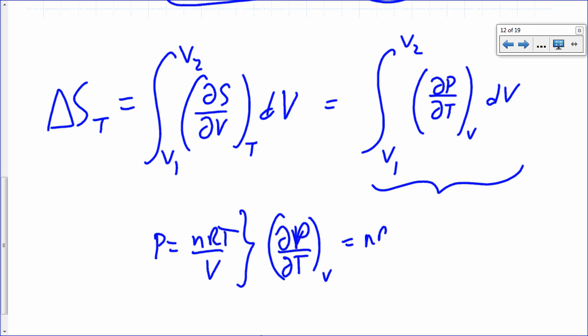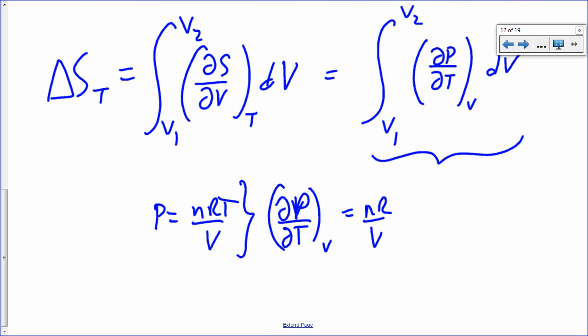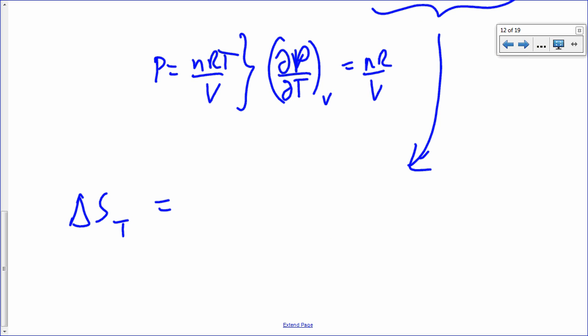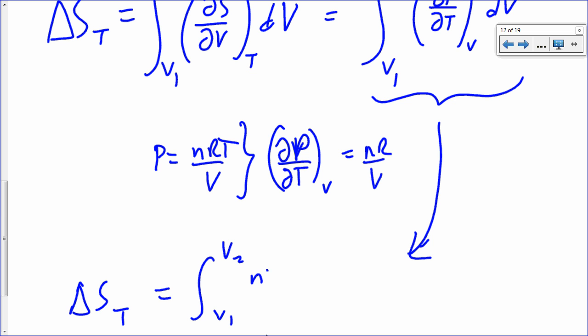nR over V, right? So this becomes delta S at constant T would be the integral from V1 to V2 of nR over V dV, which will be nR ln of V2 over V1. Same formula we got earlier. Okay?